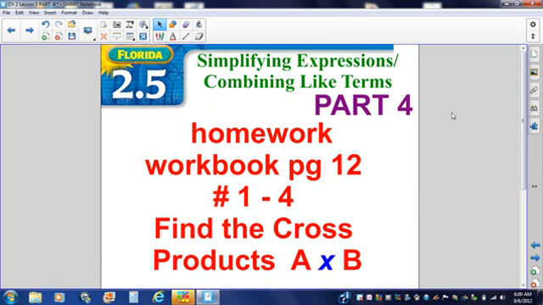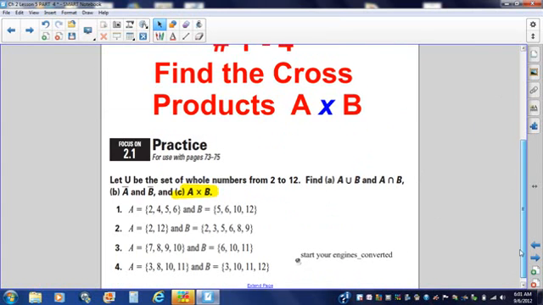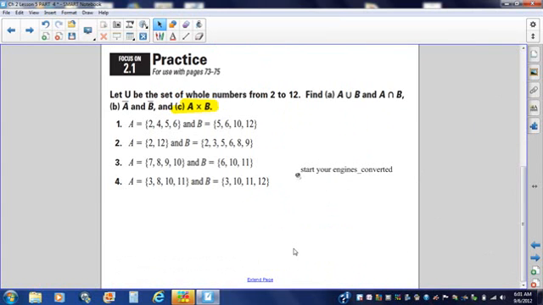All right, today's notes are going to be on lesson 2.5, part 4. We're going to talk about simplifying expressions and combining like terms. Again, please write in your notes that today's lesson is 2.5, part 4, simplifying expressions, combining like terms. If you would, let's get your engines started.